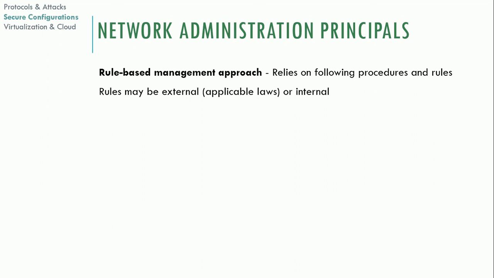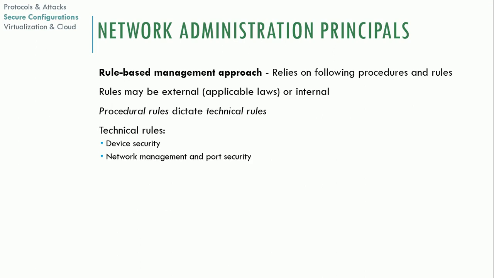Most of these devices that we've talked about have to do something on the network, right? They have to pass traffic from point A to point B, and they're making decisions to do that, whether it's a firewall, a router, a switch, all of these various devices that we've talked about. So basically, the technical rules define the device security, network management, and port security. For example, configuring a firewall to conform to procedural rules. So we can have rules in our devices.